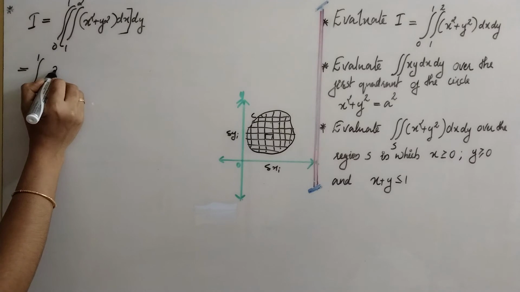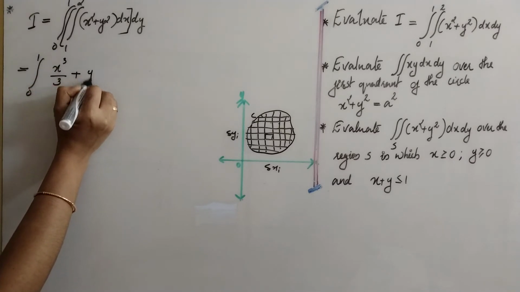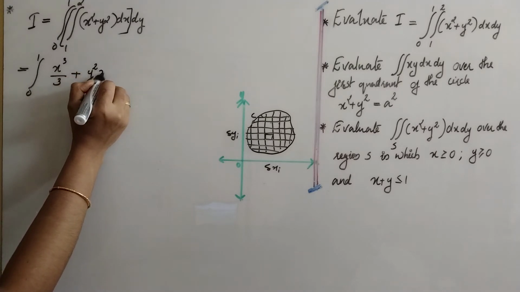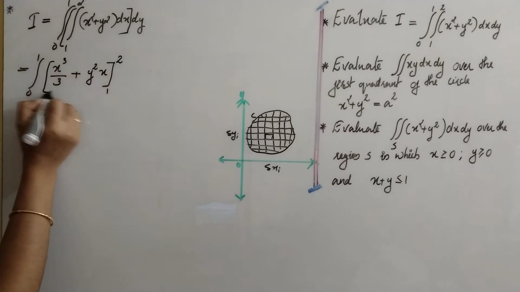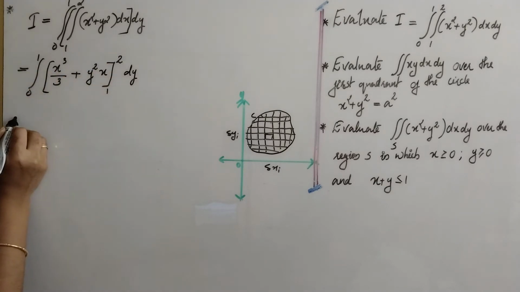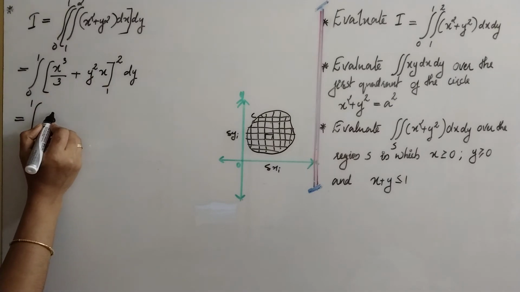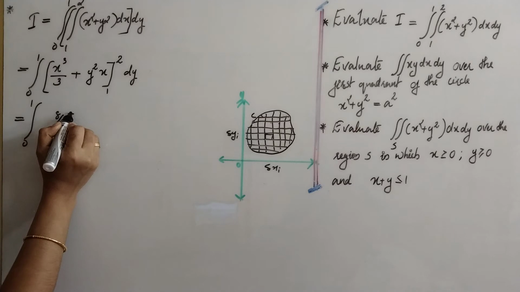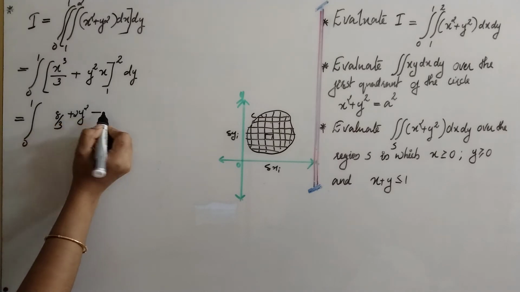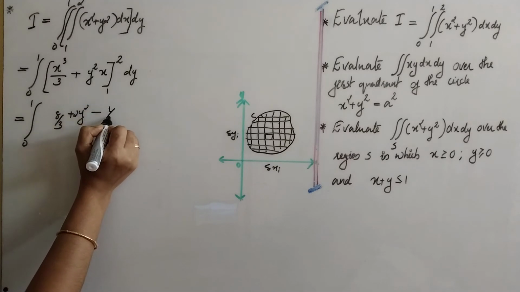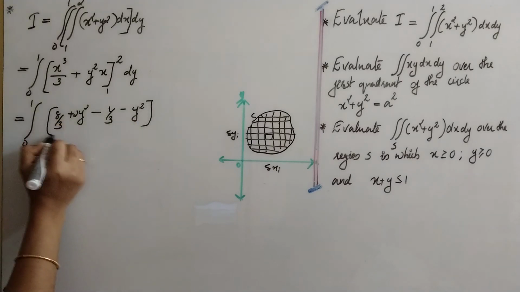That is integral x square dx is x cube by 3 plus y square into integral dx is x. Limits varying from 1 to 2, dy, is equal to integral 0 to 1. If we apply the upper limit, 2 cube is 8. 8 by 3 plus y square into 2 minus 1 by 3 minus y square dy.